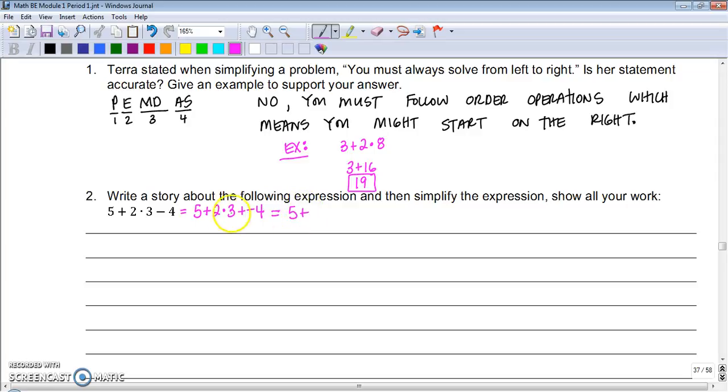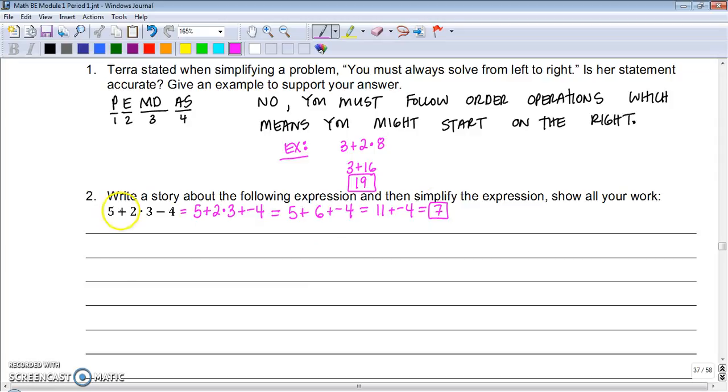Next we'll go to multiplying 2 times 3, which is 6. And then we'll add from left to right. 5 plus 6 is 11. And 11 plus negative 4, 11 is more dominant, so it's going to be positive. And when I think about what the difference is between these two numbers, it's 7, so it's positive 7.